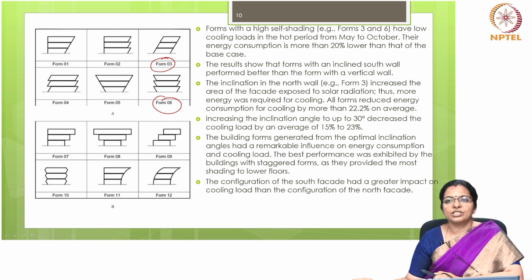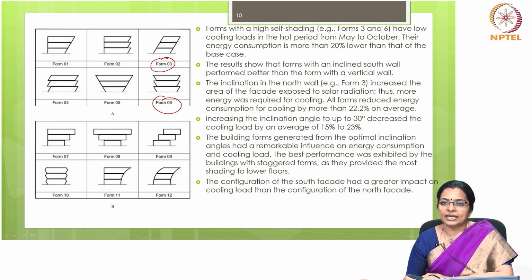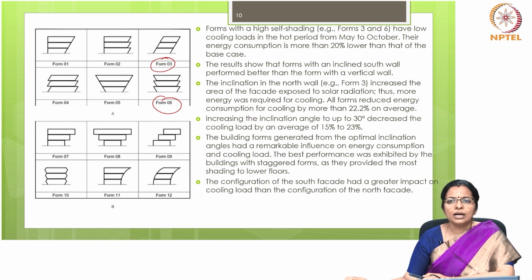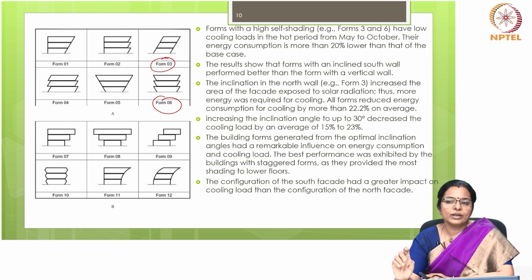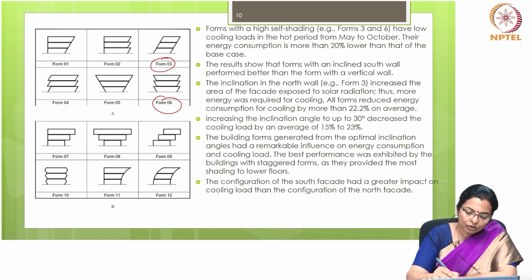The building forms generated from the optimal inclination angles had a remarkable influence on the performance. So, this influence on energy consumption and cooling load was very good when these forms were generated with the correct amount of inclination. The best performance was exhibited by the buildings which were staggered forms, as they provided the most shading to the lower floors.